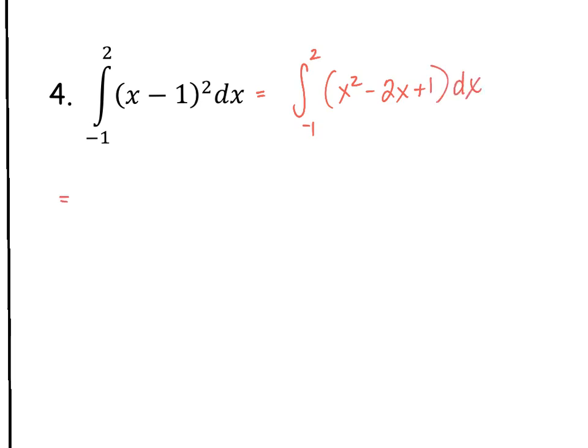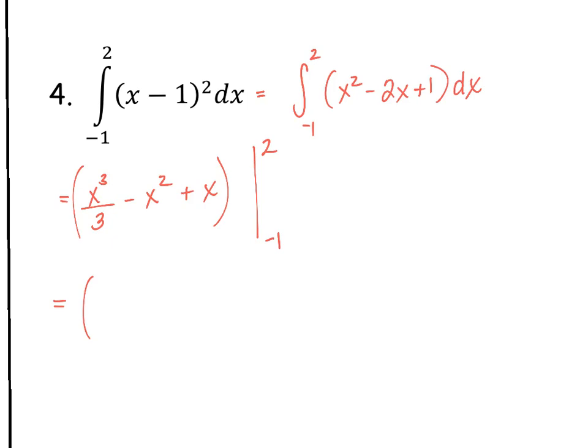Now I can take the antiderivative. The antiderivative of x squared is x cubed over 3. The antiderivative of negative 2x is negative x squared. The antiderivative of 1 is x. Since I have an expression here, I'm going to use the parentheses. There's my evaluation line, and I'm evaluating from negative 1 to 2. When I substitute in, I'm going to go top minus bottom. So I'm substituting in 2, finding that value, and then subtracting the value for negative 1.